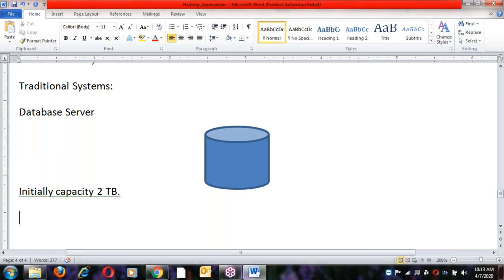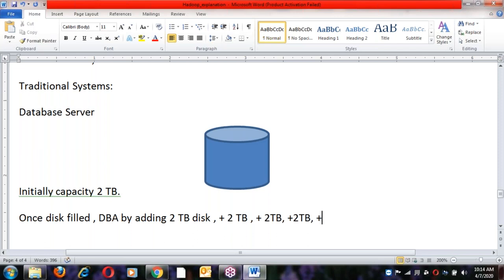Once the disk is filled, the admin, the database administrator, will add one more 2 TB disk. By adding a 2 TB disk to the existing system, you increase the space capacity. Now the capacity becomes 4 TB. Next plus 2 TB, and next plus 2 TB, like this.